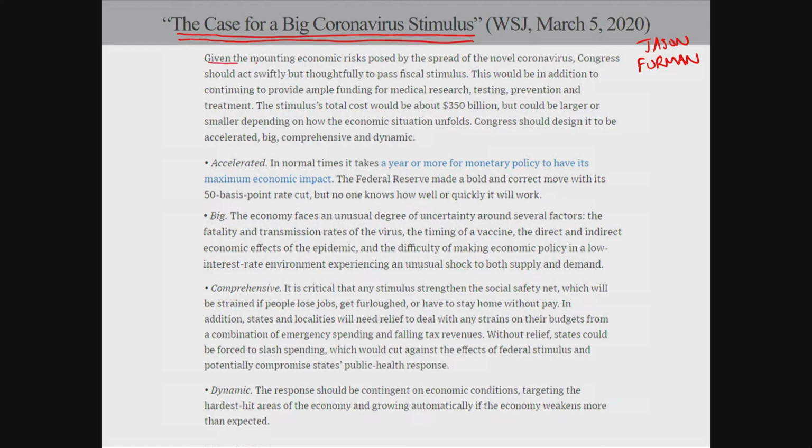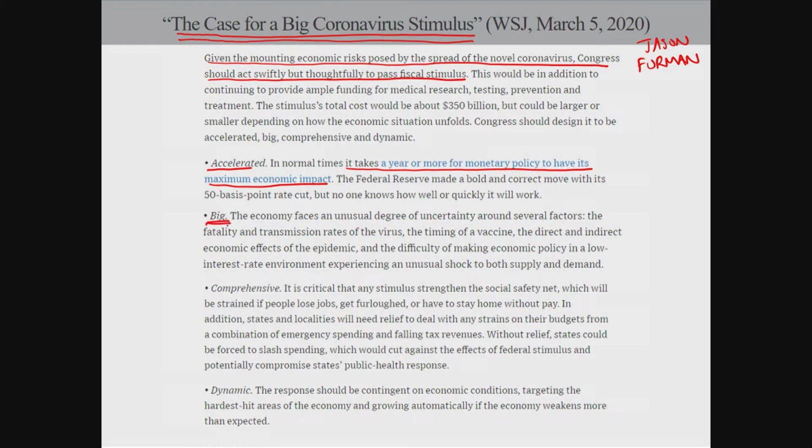Given the mounting economic risks posed by the spread of the novel coronavirus, Congress should act swiftly but thoughtfully to pass fiscal stimulus. A number of the principles that we've talked about previously are present in this article. So, for example, it should be accelerated. It makes the point that it takes a year or more for monetary policy to have its maximum economic impact. Last week, we saw that the Federal Reserve cut interest rates by 0.5 percentage point, and that was a big change. But Jason Furman is arguing that that's going to take time to have its effect.